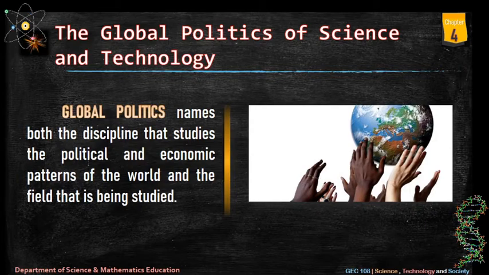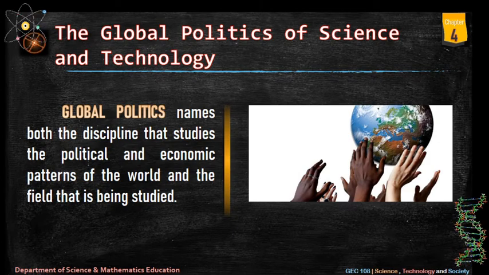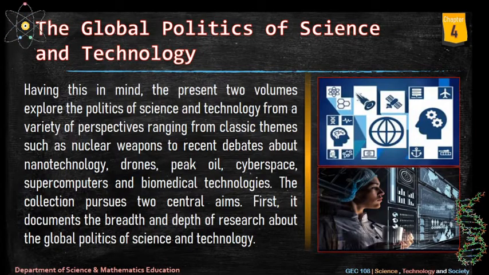The global politics of science and technology. Global politics names both the discipline that studies the political and economic patterns of the world and the field that is being studied. Having this in mind, the present two volumes explore the politics of science and technology from a variety of perspectives ranging from classic themes such as nuclear weapons to recent debates about nanotechnology, drones, peak oil, cyberspace, supercomputers and biomedical technologies. The collection pursues two central aims. First, it documents the breadth and depth of research about the global politics of science and technology.